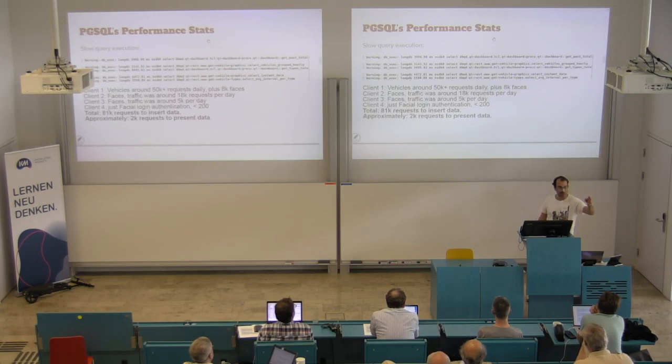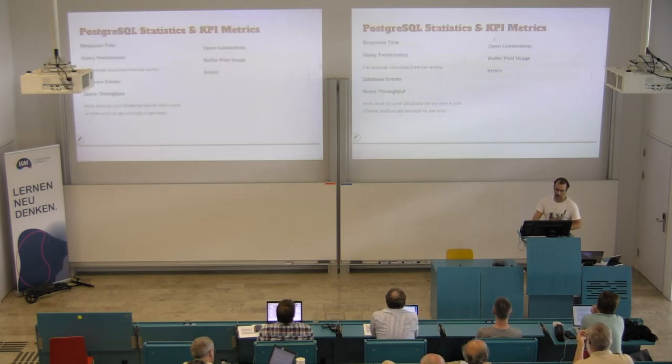It happened with T-Doom back in 2017, and then it happened, I believe in 2019, with OpenACS as well. So I start to think that perhaps I'm contributing somehow. The total was about 81K requests to insert data, and approximately 2,000 requests to present the data, meaning to serve this data into KPIs in the dashboard that you have just seen in the overview.